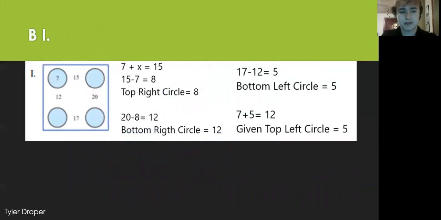So we're given a 7 in the top left circle. So 7 plus, we'll identify the top right circle as x, equals 15. And then after we do some simple algebra, we rearrange the equation and subtract 7 from 15, and we get x equals 8. So the top right circle equals 8. Then we'll move down here. 20 minus 8 will equal 12, which is our bottom right. And we can subtract 12 from 17, and that'll equal 5 for our bottom left circle.